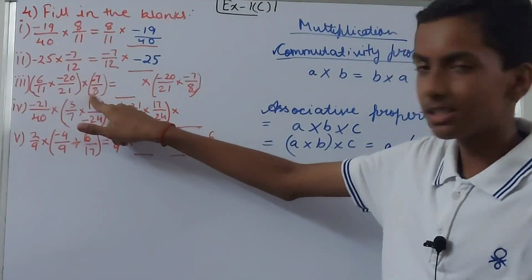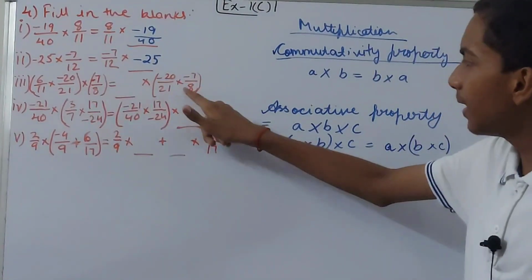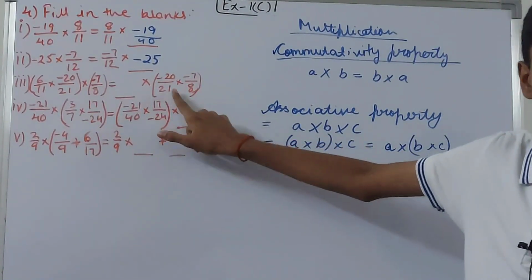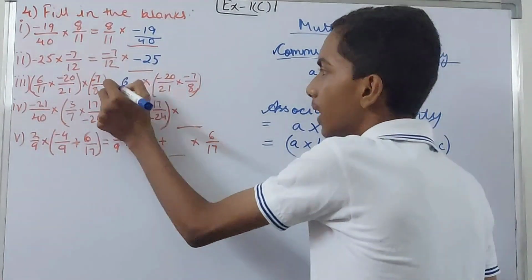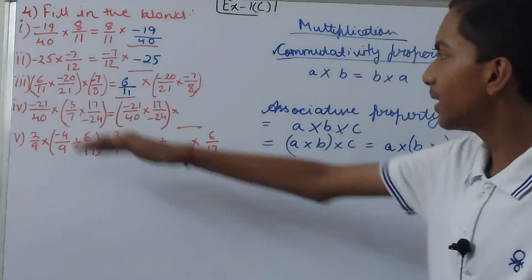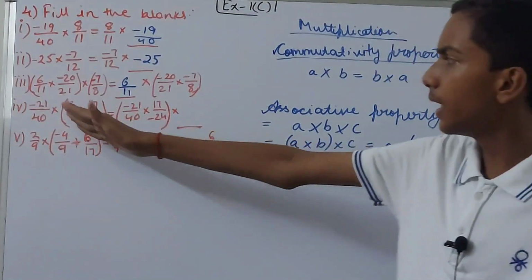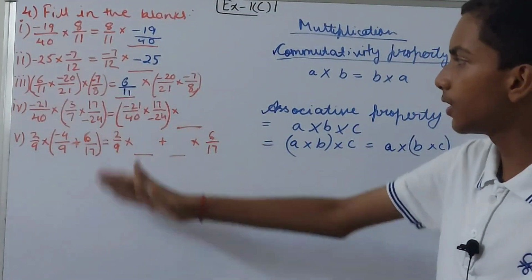Here this minus 7 by 8 was not grouped. Now it has been grouped with minus 20 by 21. So what is left? 6 by 11. So write that down, 6 by 11. Alright. Then same thing here, minus 21 by 40 into 3 by 7 into 17 by minus 24.